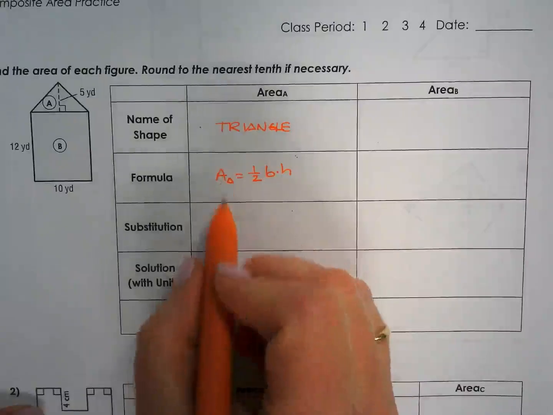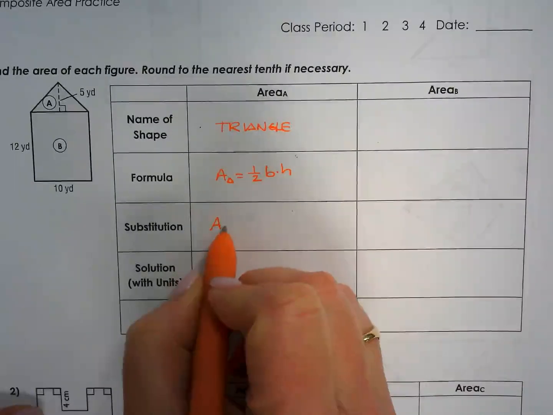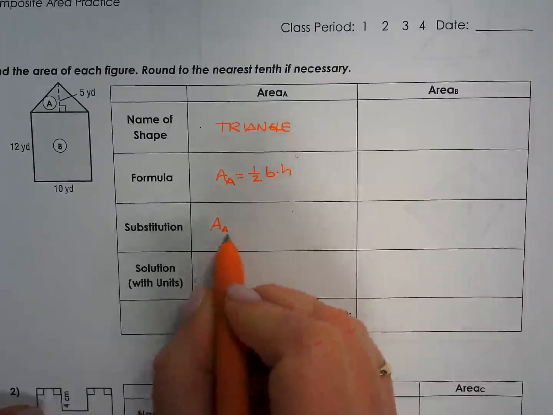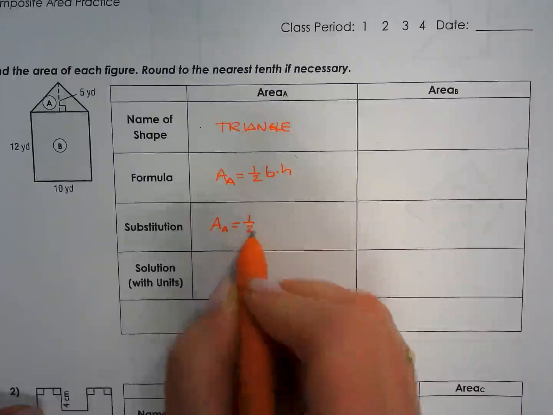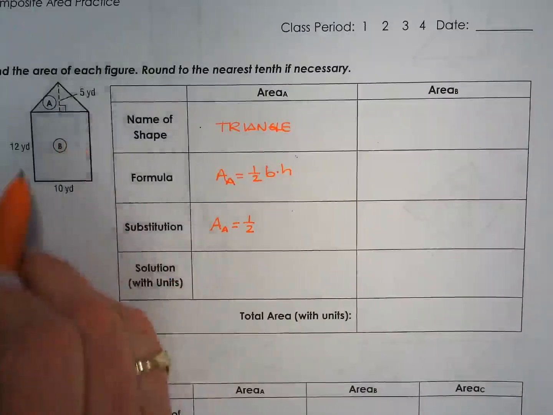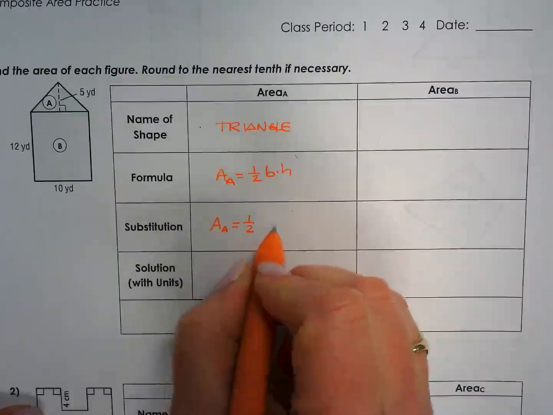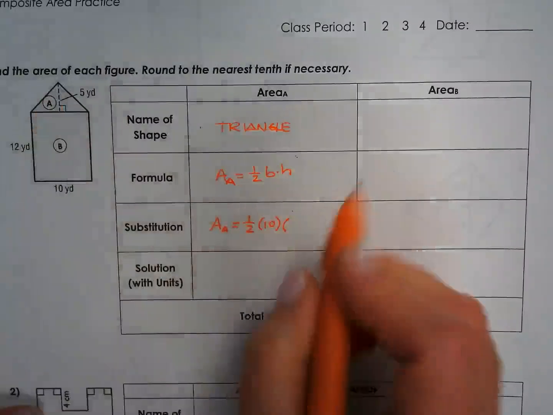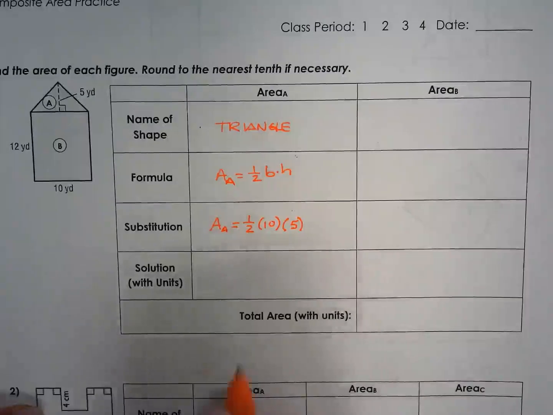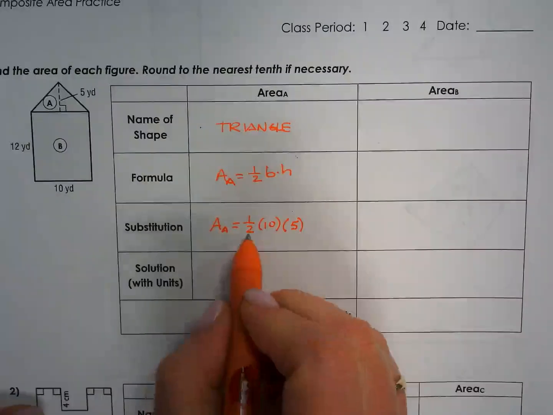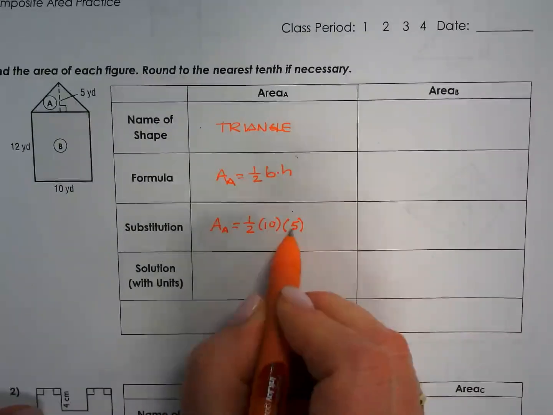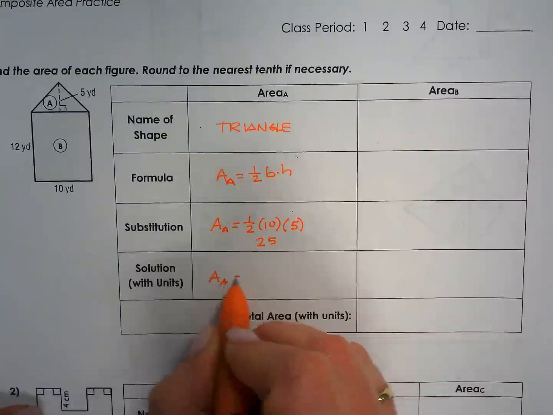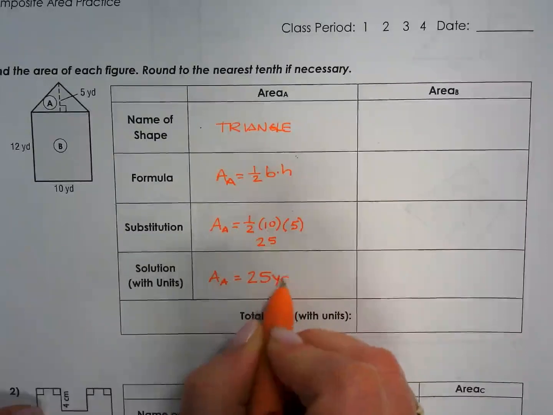So then we do a substitution. We take the area of A, which is our triangle, okay? The area of A will equal 1/2, and in this triangle, the base, because this is a rectangle, is going to be 10 yards times the height of the triangle, which is 5 yards. Okay, and then what's half of 10? That's 5, and 5 times 5 is 25. So the area of A equals 25 yards squared.